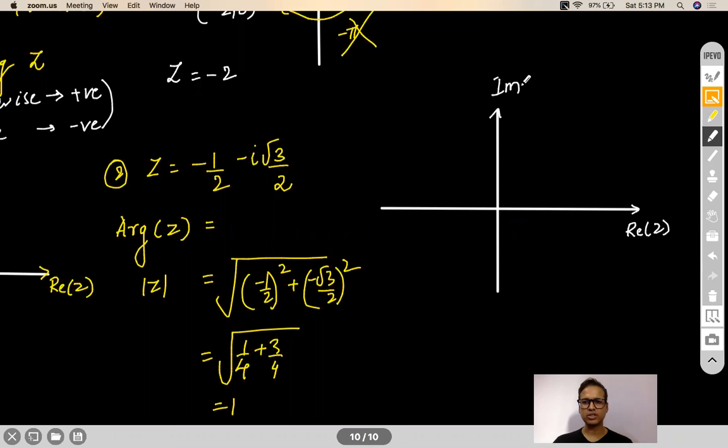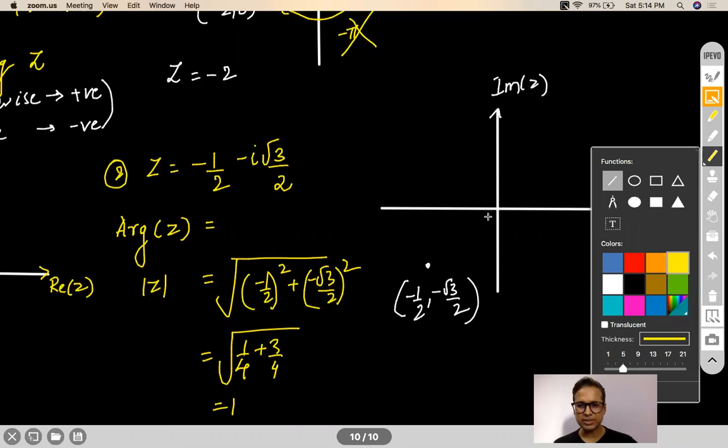So if you position this on the Argand plane, it will be here, right? Somewhere in the third quadrant, correct? So this is minus half minus root 3 by 2 i. Okay. Now, connect this to the origin.